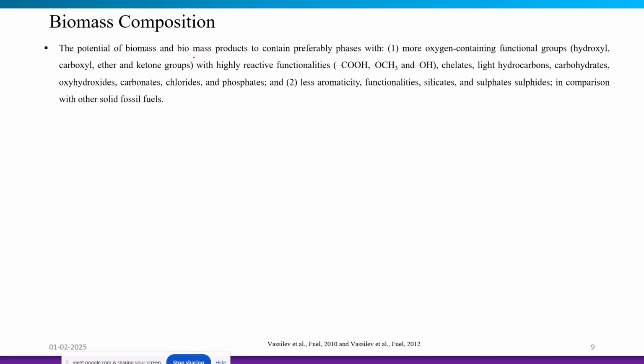The biomass and biomass products have the potential to contain phases with more oxygen-containing functional groups like hydroxyl groups, carboxyl groups, ether or ketone groups. Those are highly reactive functionalities. And the chelates, light hydrocarbons, carbohydrates, oxyhydroxides, carbonates, chlorides, and phosphates. Those are the phases of the biomass and biomass products. Also, there are phases like aromaticity, functionality, silicates, and sulfides in comparison to the other solid fuels.